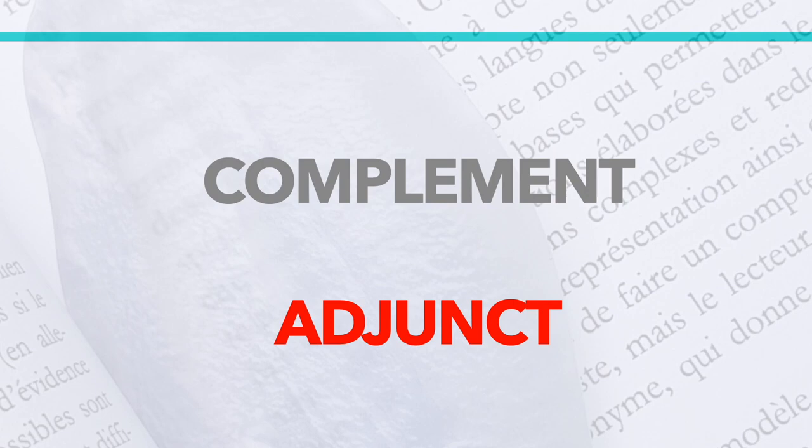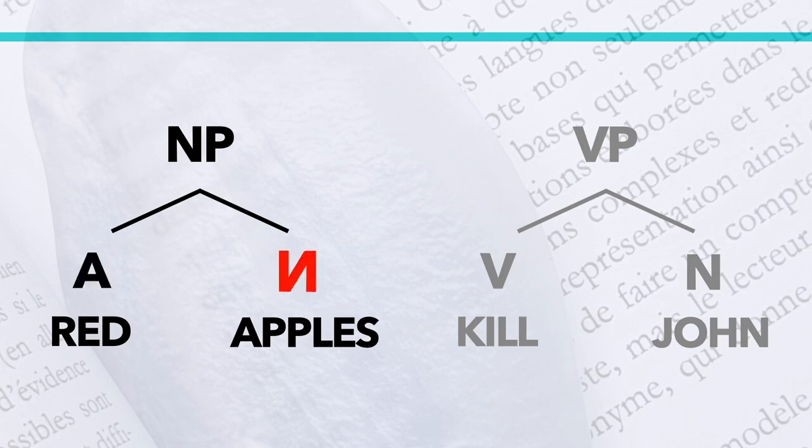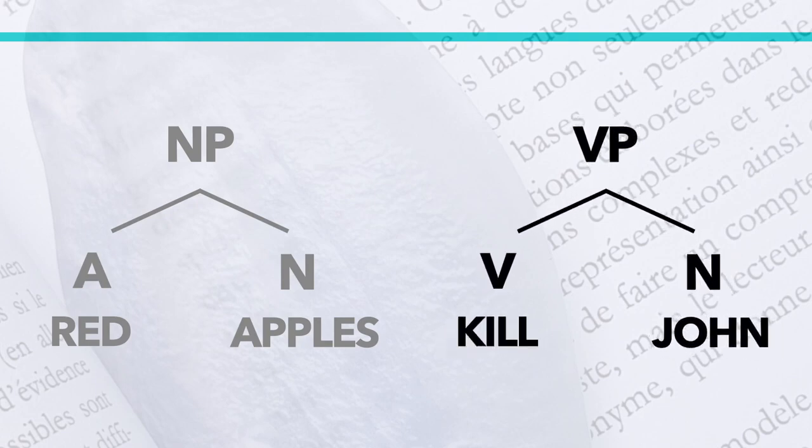What if there aren't intermediate levels? Let's see what happens. Look at the structures of red apples and kill John. Those two phrases have the same structure without postulating intermediate levels. In the phrase red apples, the adjective red is labeled as A, and the noun apples is labeled as N. Then A and N combine to form a bigger structure, NP. In kill John as well, the verb kill is labeled as V, and the noun John is labeled as N. Then V and N combine to form a bigger structure, VP. In both cases, the relation between each pair of words in red apples and kill John is a head-complement relation.